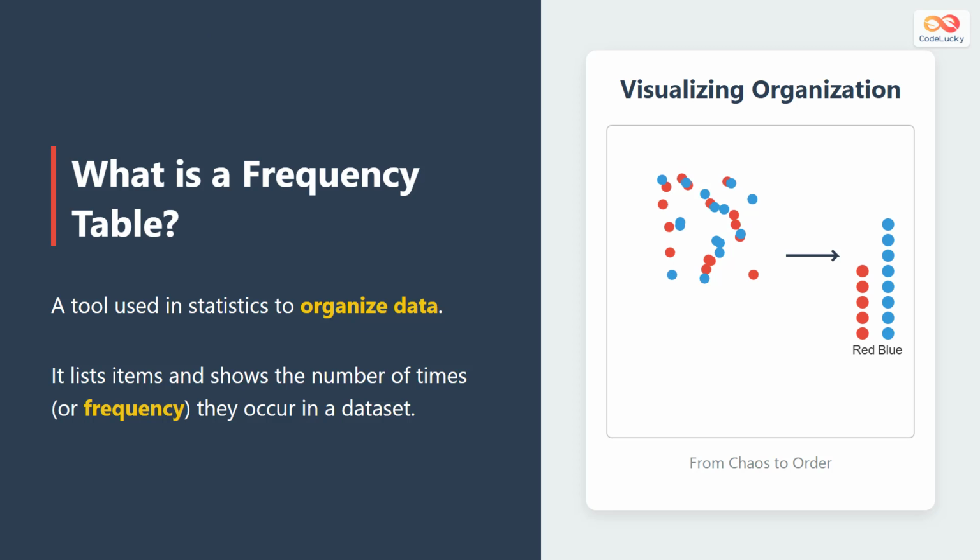So, what exactly is a frequency table? Simply put, it is a method used to organize raw data. It lists items and tells us the frequency, which is just a fancy word for the number of times a specific value appears in our group of data.